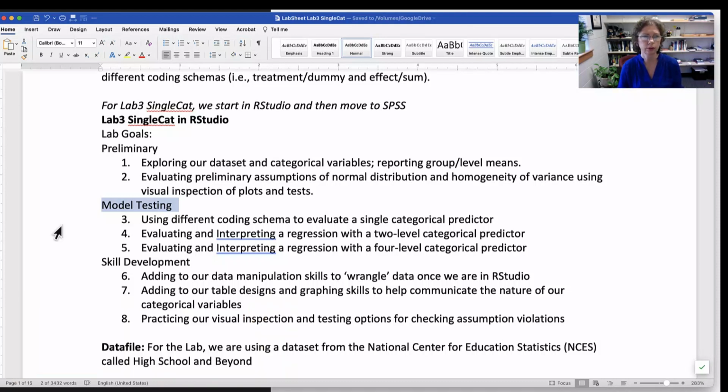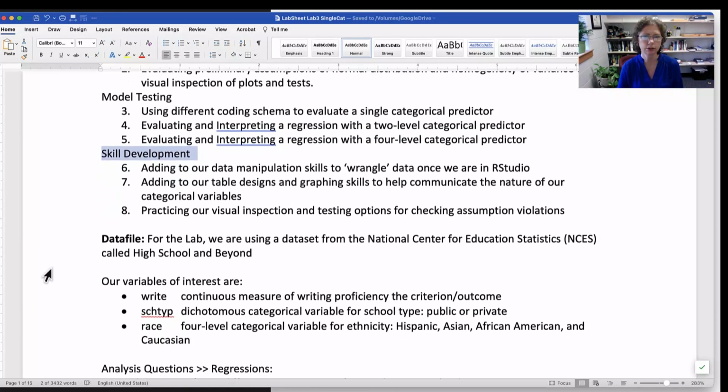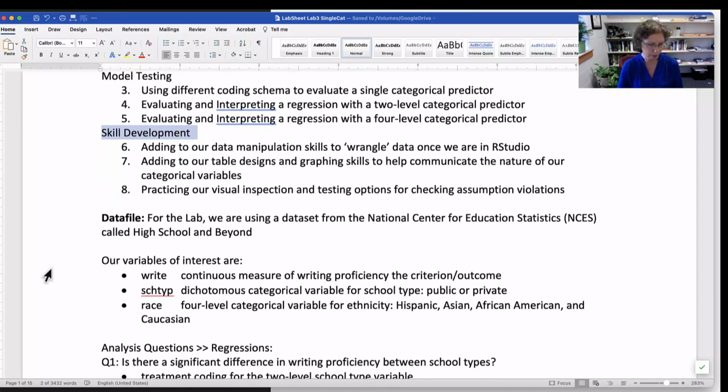We're going to evaluate and interpret a regression with a 2-level categorical predictor and also another one with a 4-level categorical predictor and what that looks like in the coding. And as usual, adding some skills to our toolbox, both in RStudio and also when we get to SPSS.